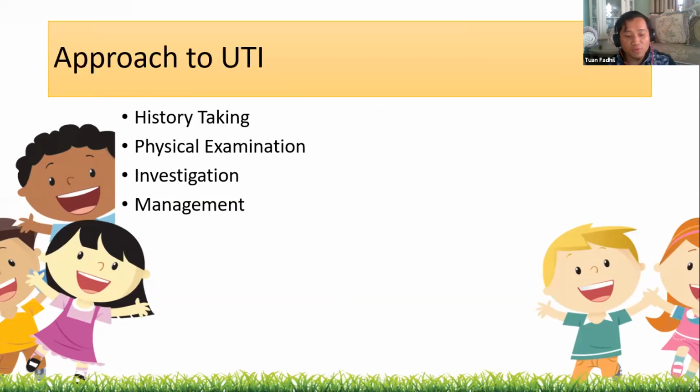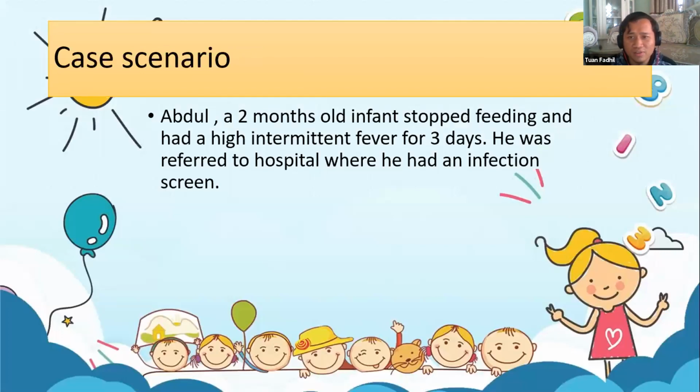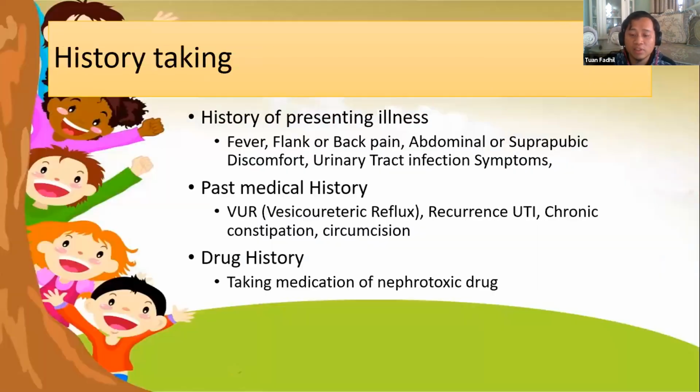So we move to the last one, which is the approach to the pediatric UTI patient. First, this is my example case scenario. Abdul has a 2-month-old infant. They stopped feeding, and also had a high intermittent fever for 3 days. So he was referred to the hospital where he had an infection screening.